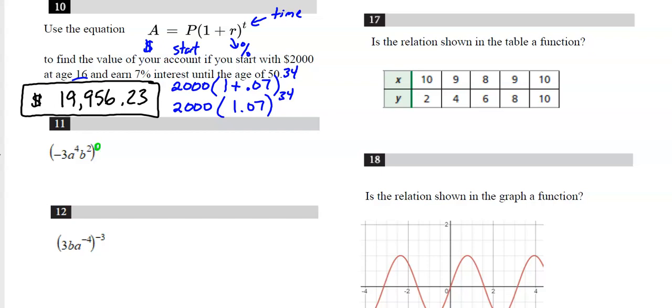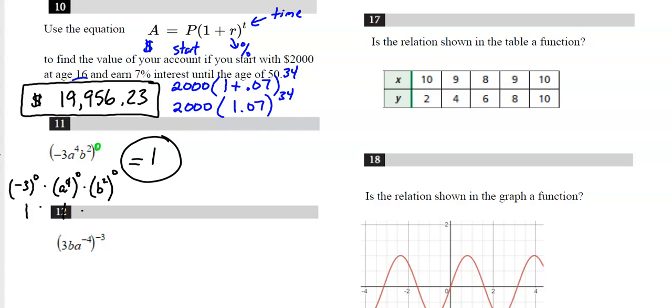Number 11, well, the big key in this whole equation is 0. Anything to the 0 power is just 1. So the answer to this problem is 1. You could kind of break it up into individual pieces and go negative 3 to the 0 times a to the 4th to the 0 times b squared to the 0. But anything to the 0 is just going to be 1 times 1 times 1. So it's all just 1.